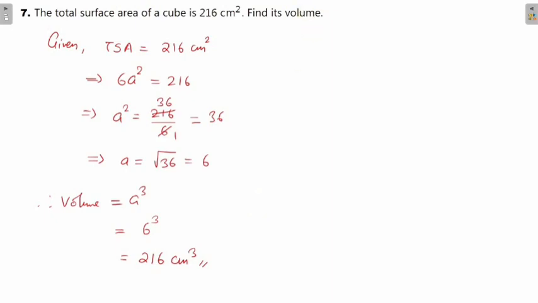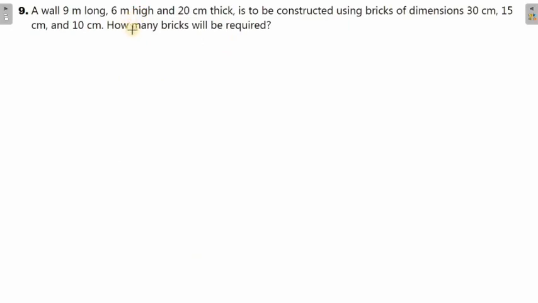Let's move to the next question now. So the next question says, and this is going to be my last question for the day: a wall 9 meter long, 6 meter high and 20 centimeter thick. So there's a wall whose dimensions are given. Let me draw a rough diagram for you. So let's say this is the side view of the wall.